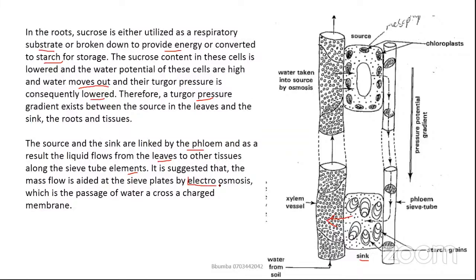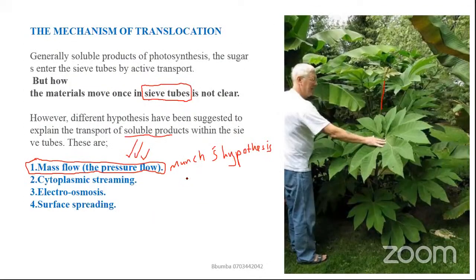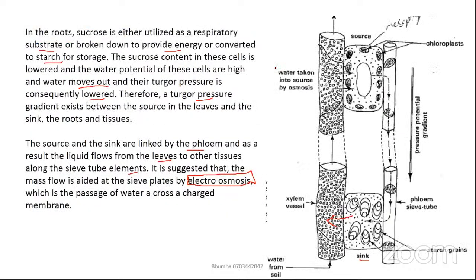Now, electroosmosis is another kind of hypothesis which was suggested to explain how substances move through the phloem, and I will not have to talk much about it. But today we are basically looking at the mass flow hypothesis. Now, this mass flow hypothesis, as demonstrated by Munch, had to carry out an experiment to prove what he was saying about what happens in the phloem, in the plants, between the source and the sink.